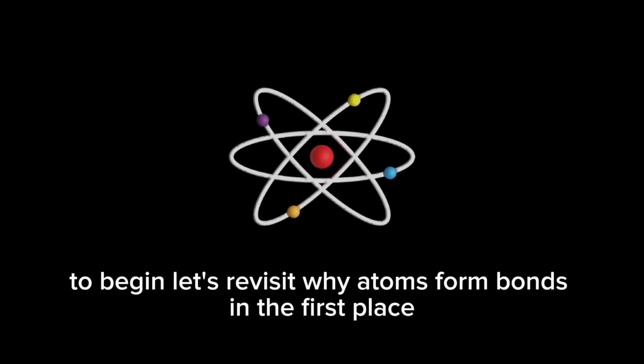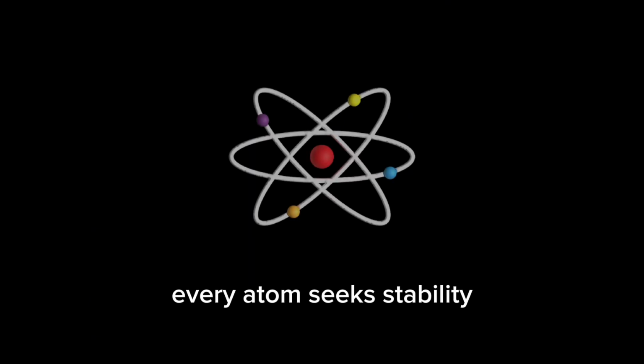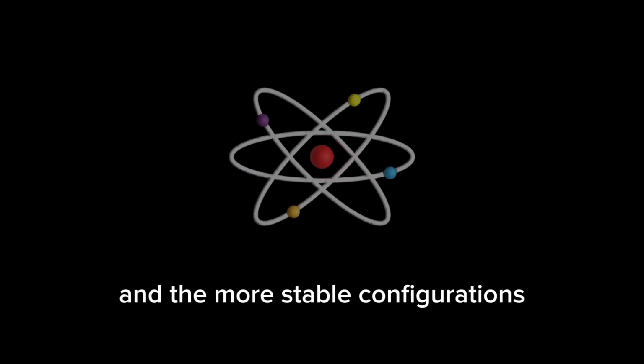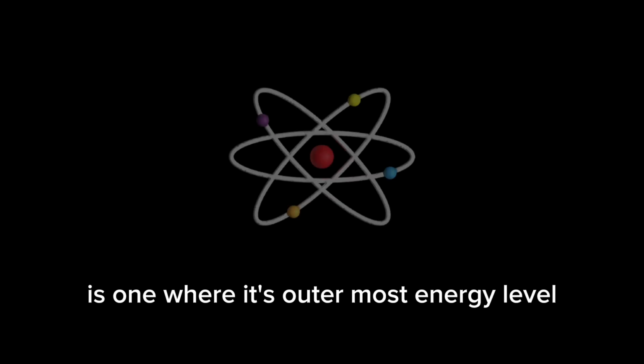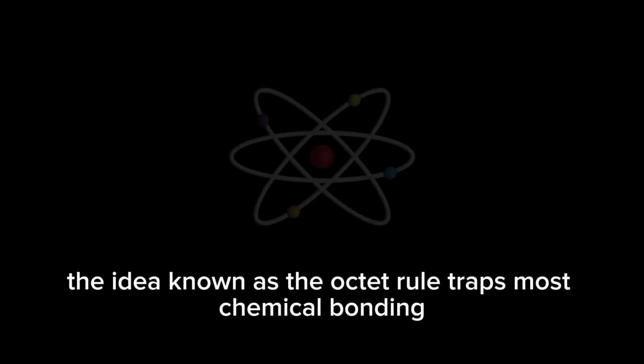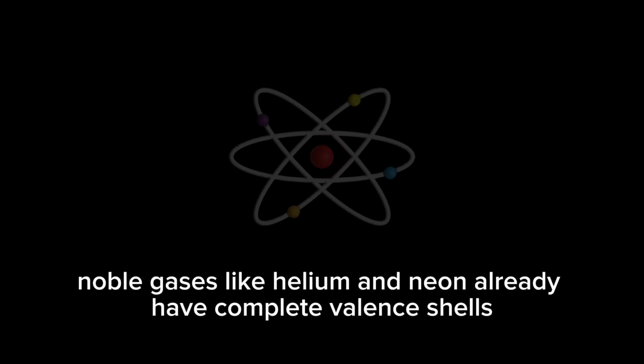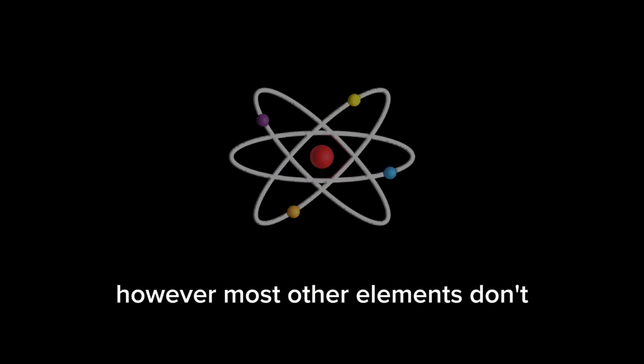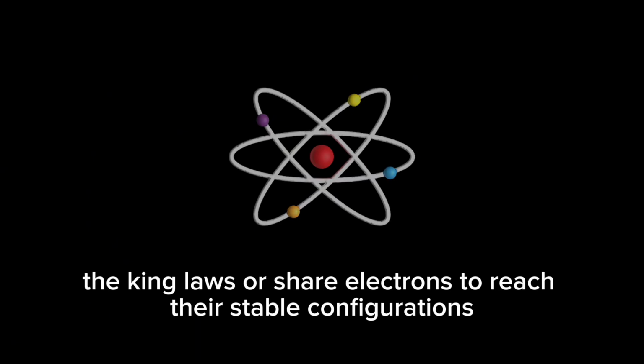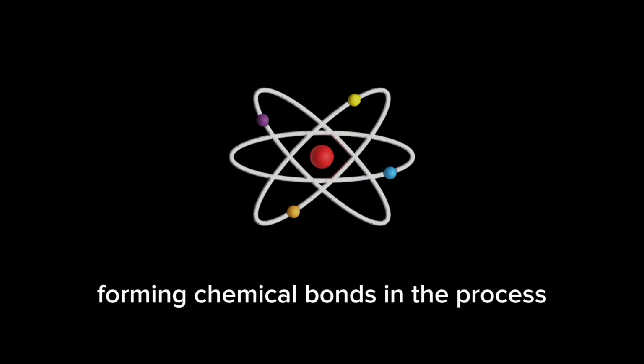To begin, let's revisit why atoms form bonds in the first place. Every atom seeks stability, and the most stable configuration is one where its outermost energy level, or valence shell, is full. The idea, known as the octet rule, drives most chemical bonding. Noble gases like helium and neon already have complete valence shells, which is why they rarely react. However, most other elements don't. So they gain, lose, or share electrons to reach stable configurations, forming chemical bonds in the process.